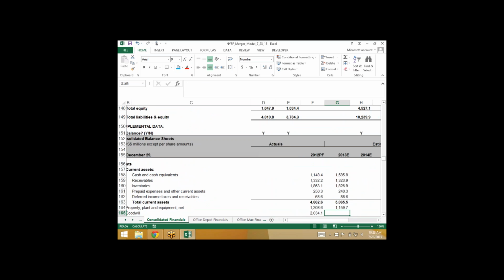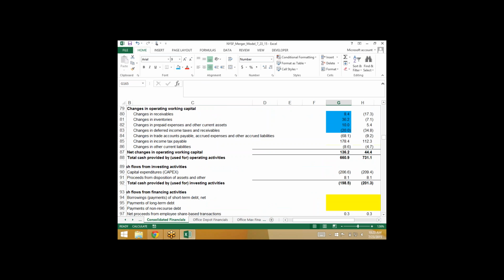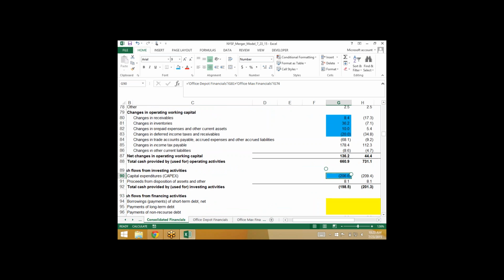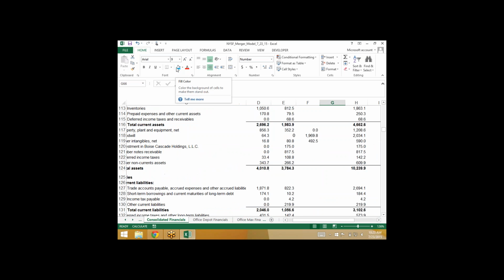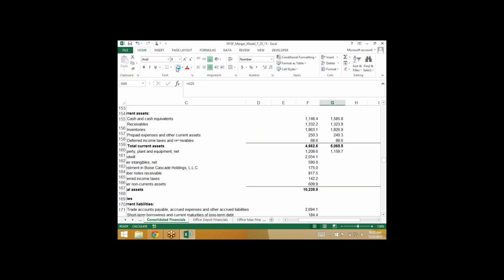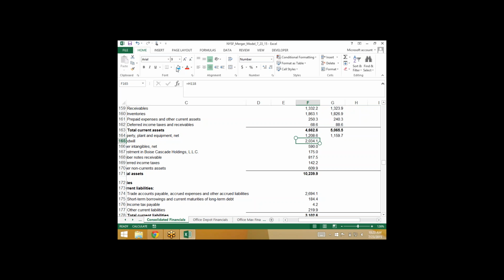Goodwill. Let me make sure I'm highlighting CapEx and depreciation. Goodwill, you want to look to see if there's anything relating to goodwill. And there's not. There's no goodwill line item. The goodwill from the transaction is already in there. It's already in the starting balance sheet. It's already in the 2034.1. So this will stay flat.